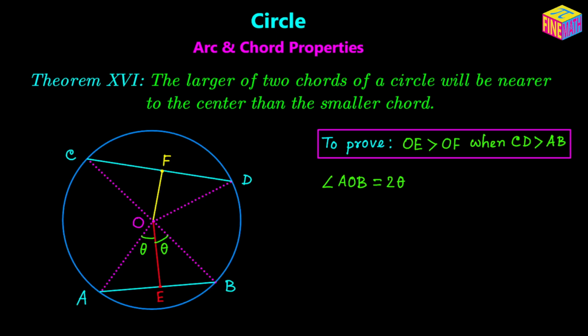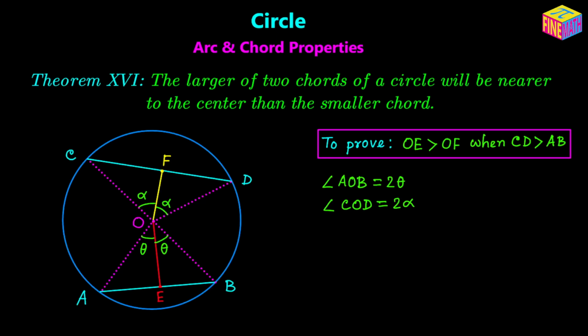So angle AOE and angle BOE will be equal to θ if the angle AOB is equal to 2θ. And similarly, if we consider the angle COD to be 2α, then the angle COF and the angle DOF will each be equal to α. There again, those two triangles, triangle OCF and triangle ODF, will be congruent triangles.